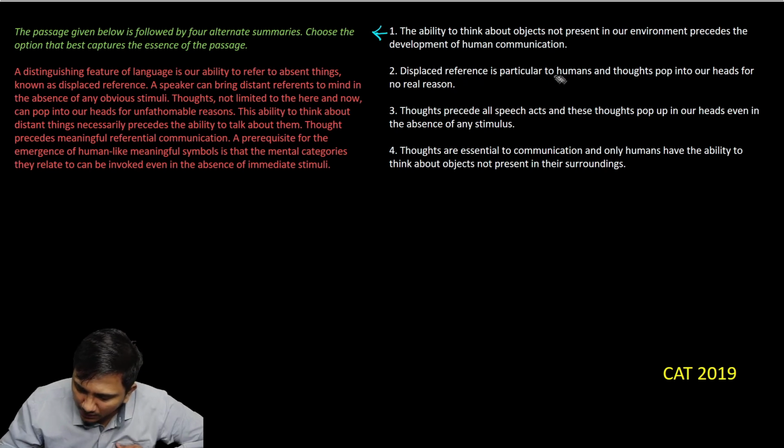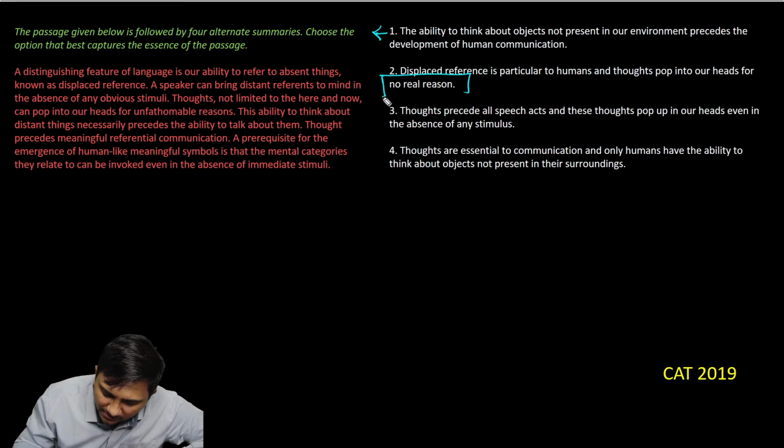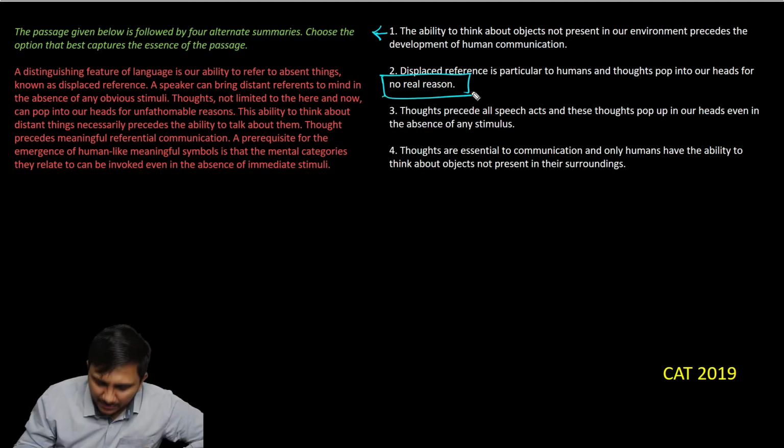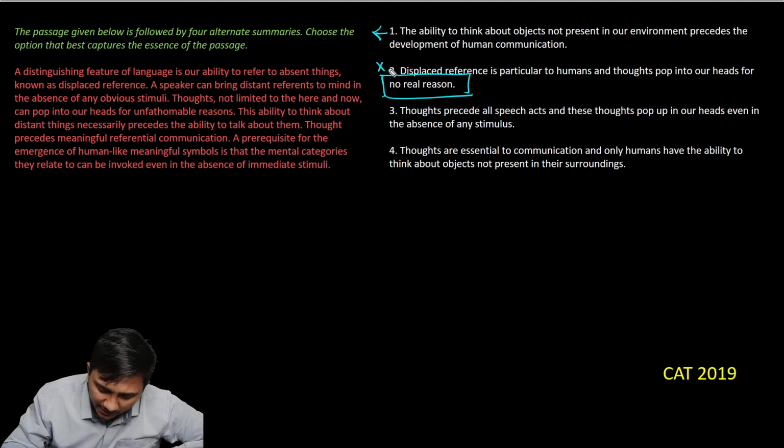Displaced reference is particular to human thought, pop into our heads for no real reason. You cannot say for no real reason. The reason could be real, but it might not be some kind of an immediate stimulus. So you cannot say for no real reason here. That's why you can get rid of the second one.